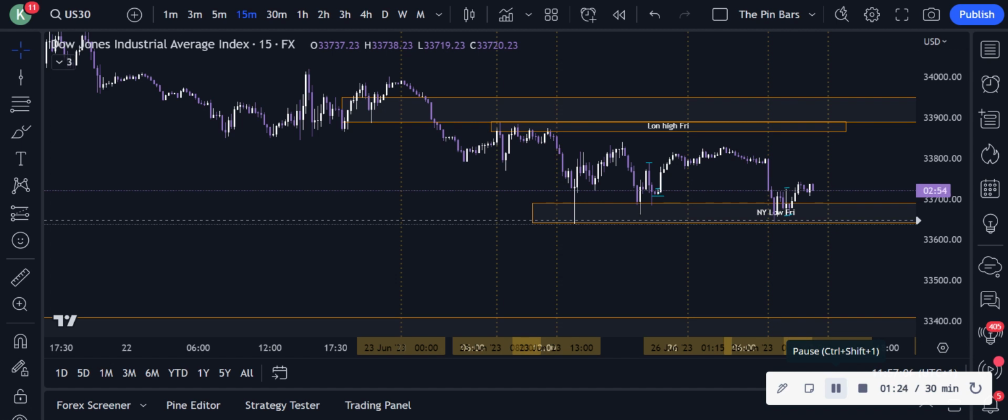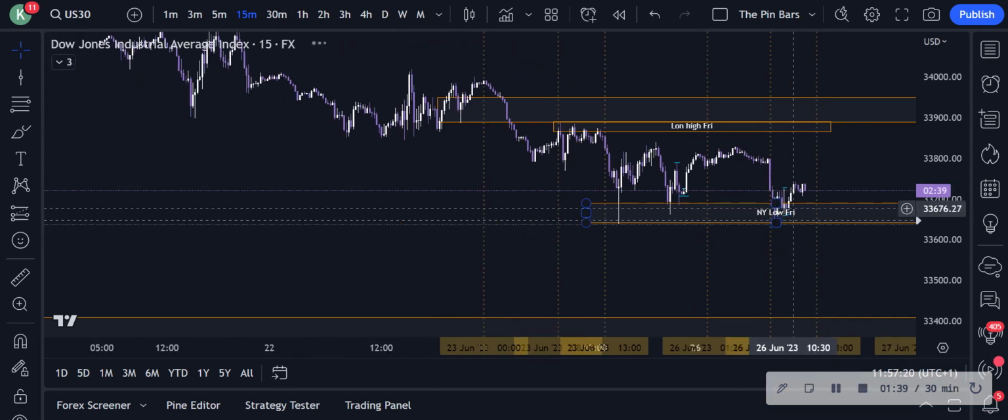I do think overall US30 is very bearish. However, we do have fair value gaps at the top, which I think price is going to come and retrace. I'll show you guys what I actually mean. But before I do that, I just want to let you guys know.